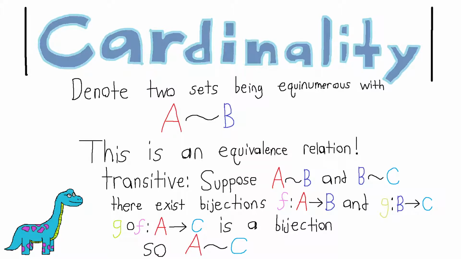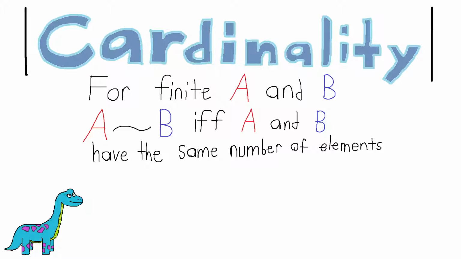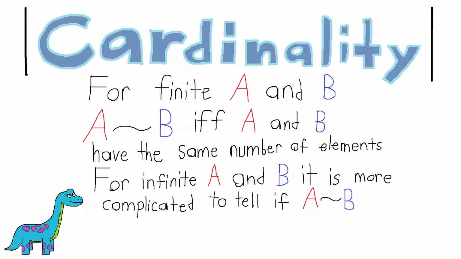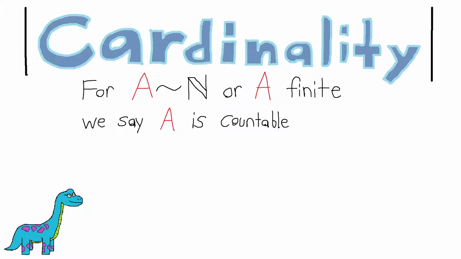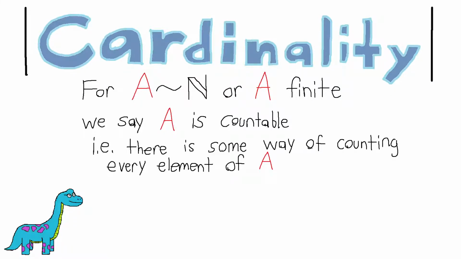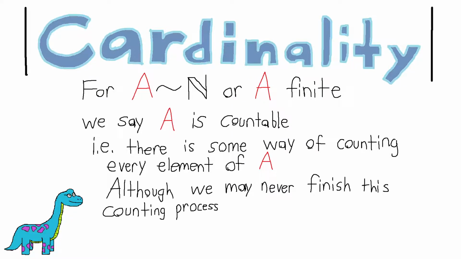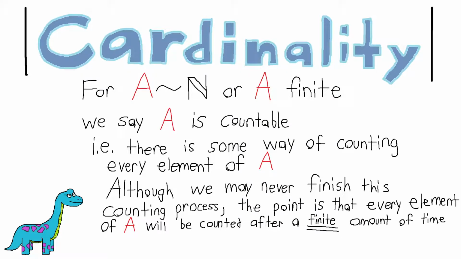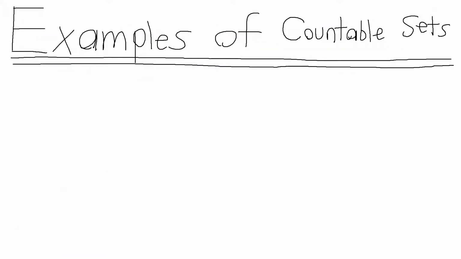If we're dealing with finite sets A and B, then there's only a bijection between them if they have the same number of elements. However, for infinite sets A and B, it becomes much harder to tell if these sets are equinumerous or not. Finally, one last definition. If a set A is equinumerous with the natural numbers or is finite, then we say that set A is countable, meaning that there is some way of counting every element of A. If A is infinite, then this counting process will never terminate. However, every element of A will be counted after some finite amount of time, although said amount of time might be extremely large.